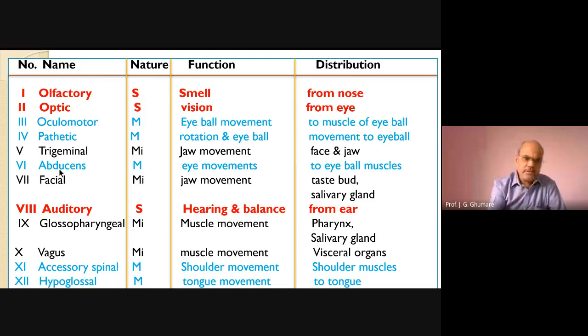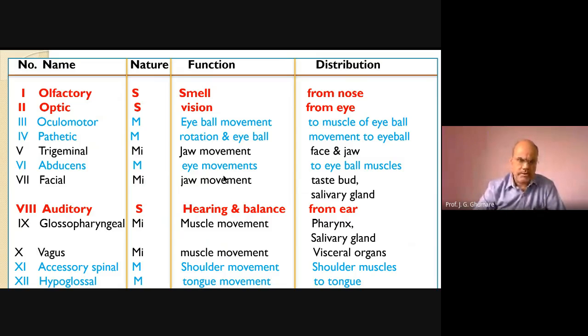Next one, sixth in the series, is called abducens, motor again, and the one which goes to the eyeball muscles, eye movement. This is another function. I told you many more will be there for eyes. Next one is the facial nerve, mixed type, and the one which goes to taste bud and salivary gland, the one which is concerned with the jaw movement, upper jaw, lower jaw movement.